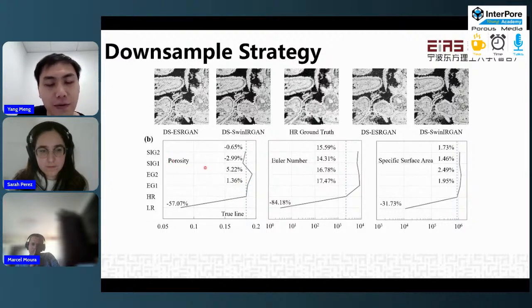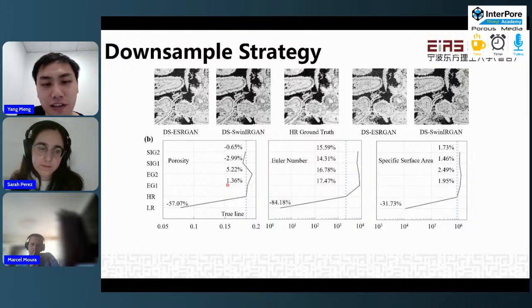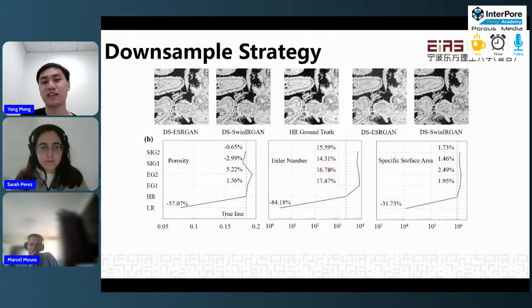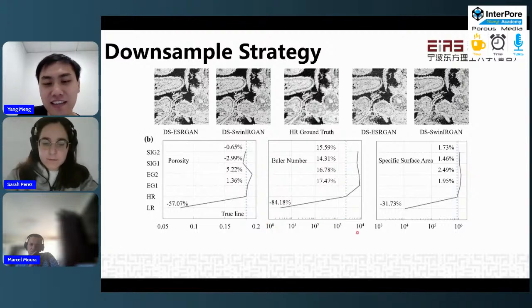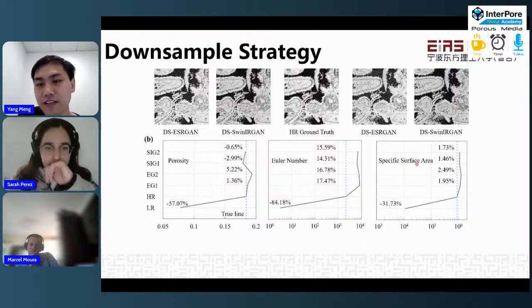the physical related parameters should be equal to the HR ground truth, right? The porosity is actually related to it, not a huge difference. But the Euler's number and the specific surface area change so much, and the Euler's number increases about 15%. And 15% is not really huge, but the x-axis is actually a log axis, so the increase is actually really huge. And the specific surface area is the same way.